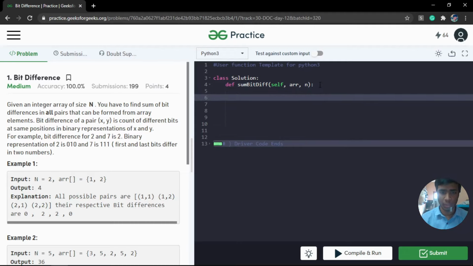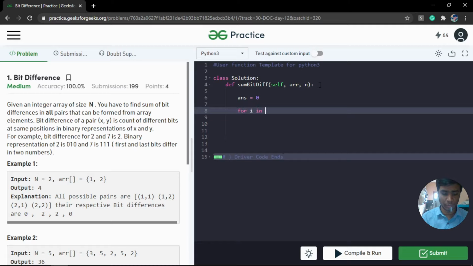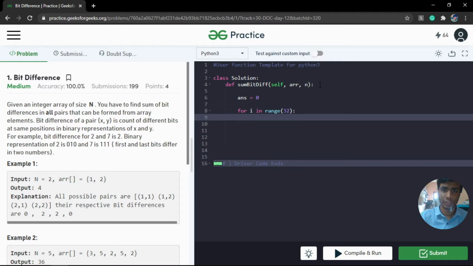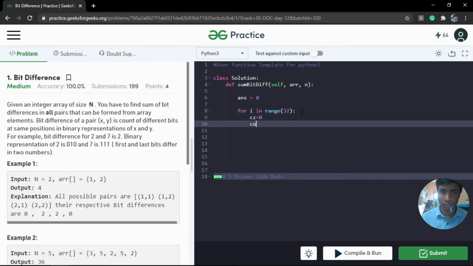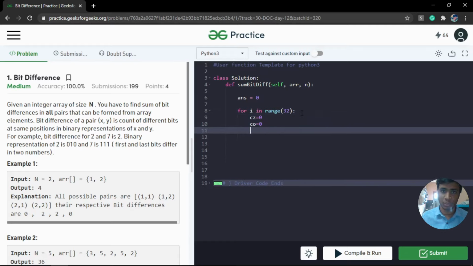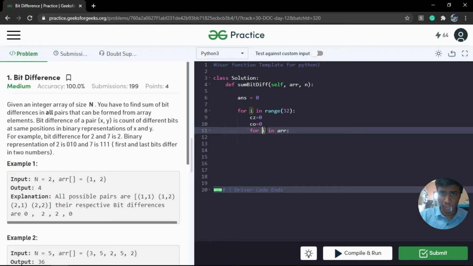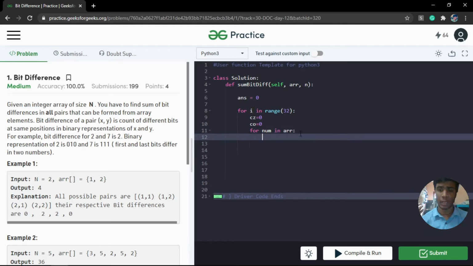So the solution code goes like this. We are going to have a global answer, initialized to 0, and we are going to run a loop over bits, that is 0 to 31, the range of 32, and we are going to initialize counts. So count of 0 is initialized to 0, and count of 1 is initialized to 0 as well. Now I'm going to loop over my array. So for every num in the array, I'm going to check if the ith bit is set or not.